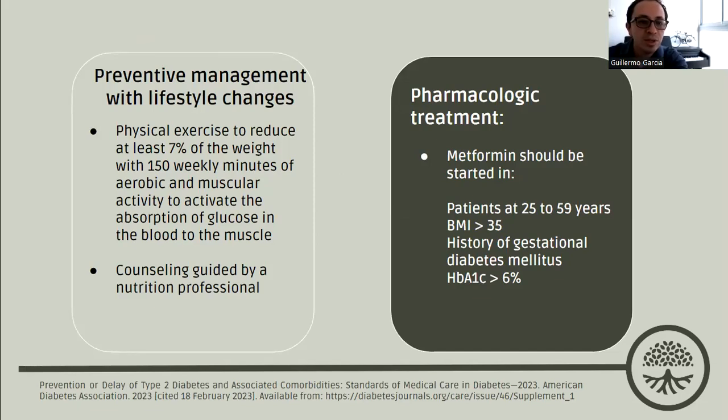The second measure is the use of metformin with an initial dose of 500 to 850 milligrams per day with increments toward the full dose. Metformin should be started in patients between 25 to 59 years with a body mass index greater than 35, history of gestational diabetes mellitus, and glycated hemoglobin greater than 6%.